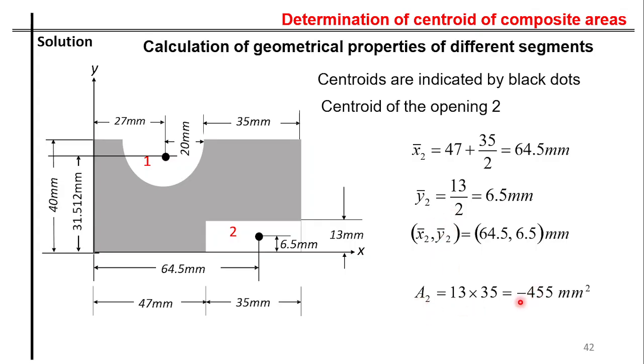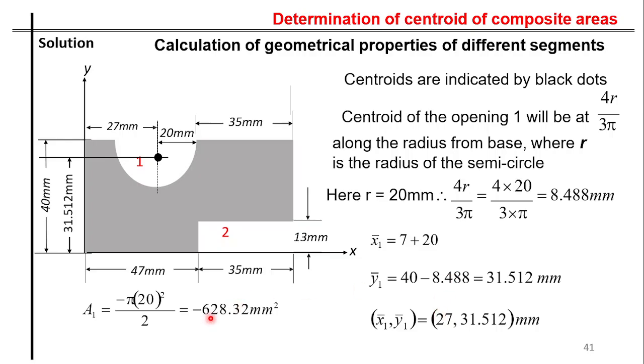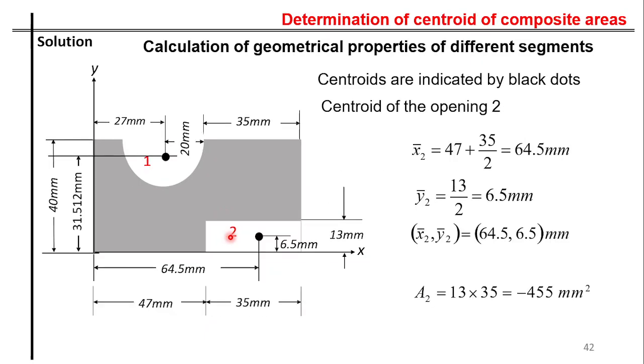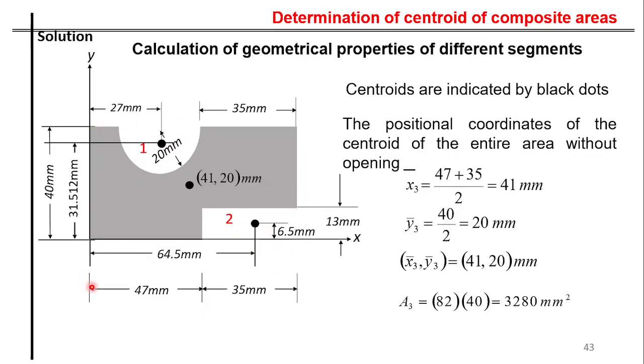The negative symbol, why are we using it? Previously also I have used the negative symbol. Why am I using it? Because we are removing these two areas. Now comes the third one, which is the total area. So the total area is of what? 47 plus 35, which is going to be 82 mm in width. So divided by 2, that gives me 41 mm from the origin. Then the total height of that big rectangle is going to be 40 mm. So that is 20 mm, and the area is going to be 82 multiplied by 40.